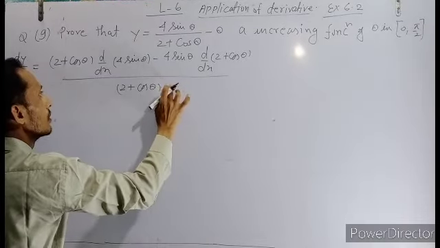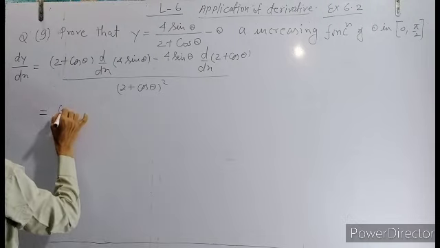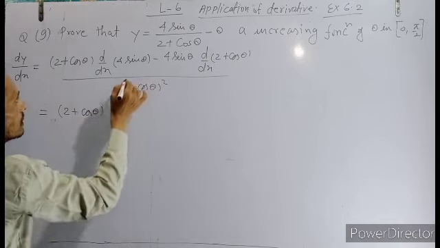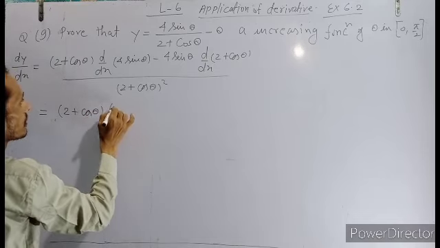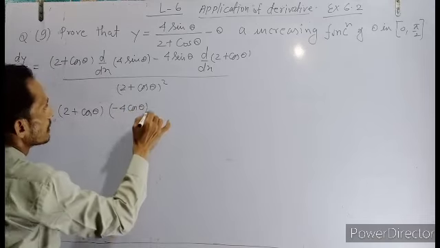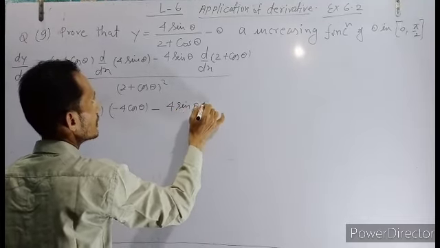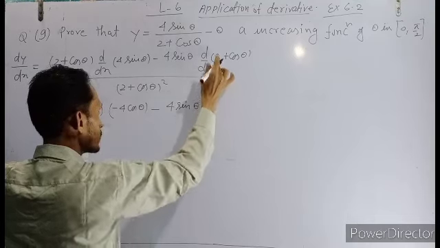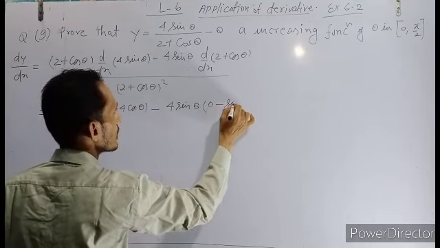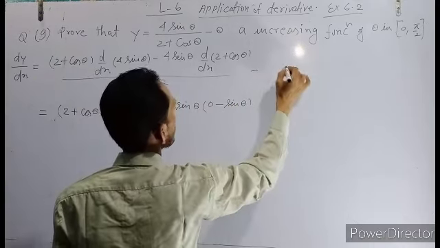Okay, square of the denominator. So how can we find it? Just simplify it and find the derivative. 2 plus cos theta, simplify it. 4 sin theta means minus 4 cos theta. Okay. 4 sin theta. And the derivative of this one is 0. The derivative of 2 is 0. And the derivative of cos theta is minus sin theta. Here also minus theta.